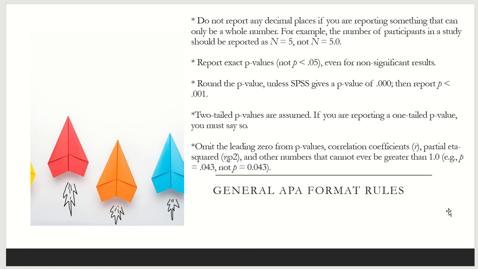Also, omit the leading zero from p-values, and for correlation coefficients, partial eta squared, which is for ANOVA, and other statistics that cannot be greater than 1. So here's the example. You should report a p-value as just .043, not 0.043.